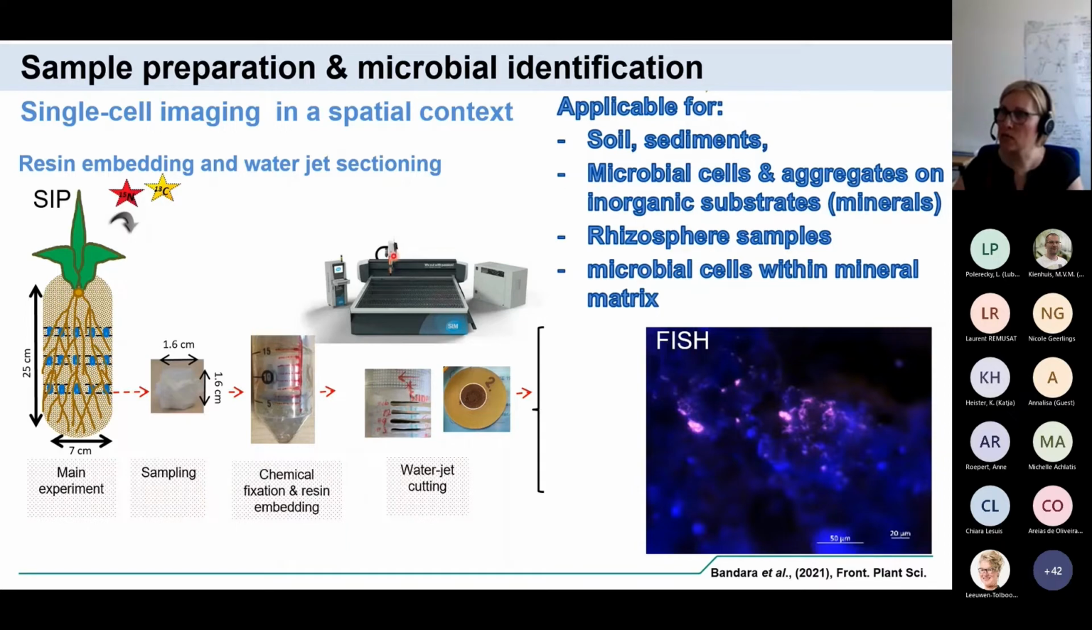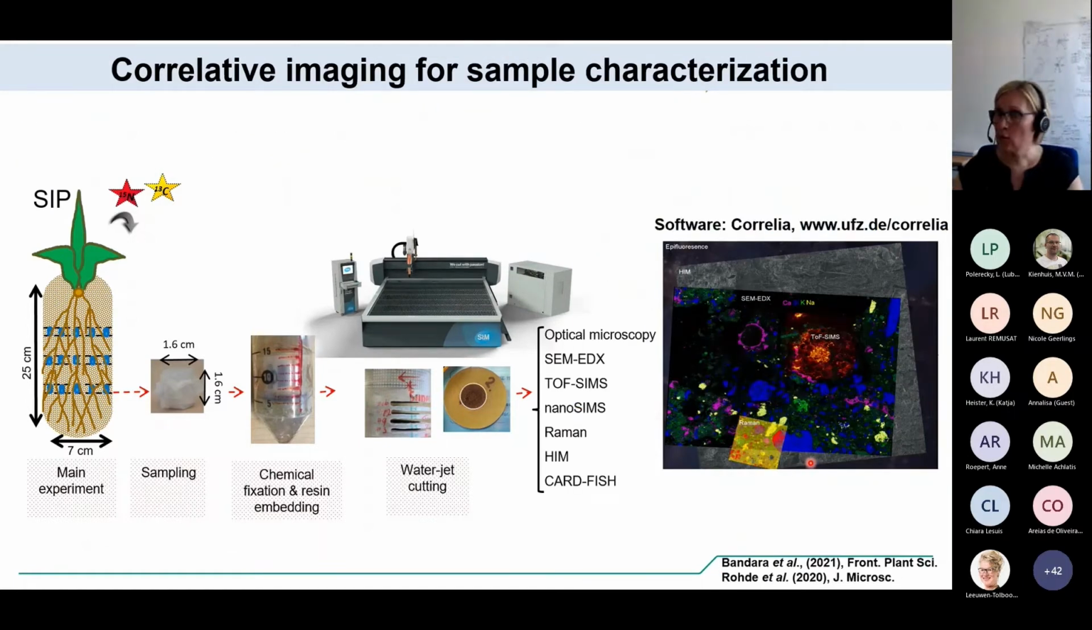So therefore, we use water jet cutting to slice, and at the end you end up with such a sample where we apply FISH, and we were looking for microorganisms of our target group. In this case, we looked particularly for bacteria, and we found such agglomerations that were actually located particularly on minerals. So now this was one step within the analysis.